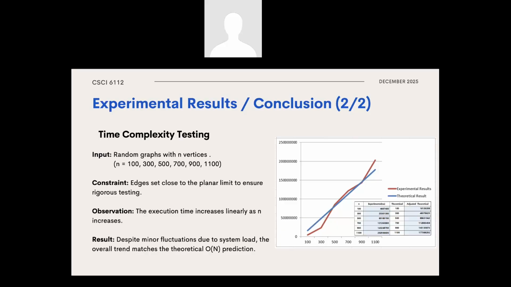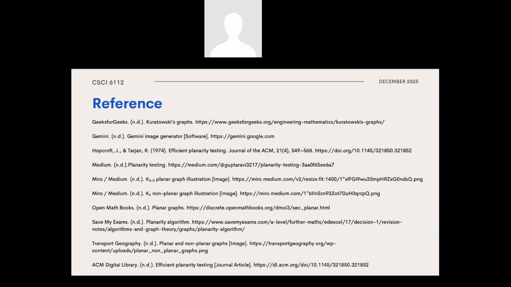Next, we also measured how the time complexity behaves in practice. We tested graphs with a vertex count ranging from 100 up to 1,100. The number of edges was set close to the planar limit to ensure a rigorous test. As shown in the right graph, there was small fluctuation due to maybe system load, but overall, the execution time trend is very close to big O of n. Next, please.